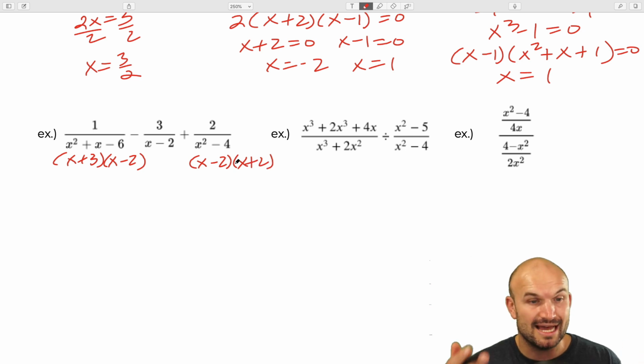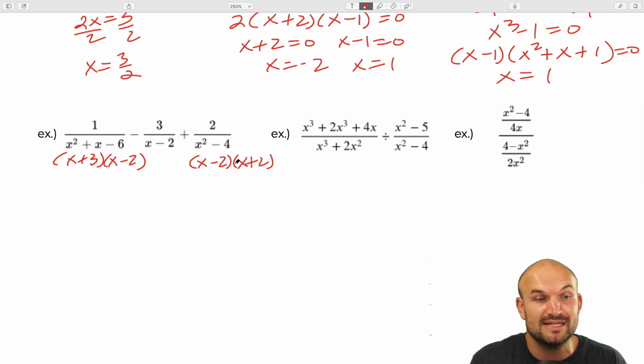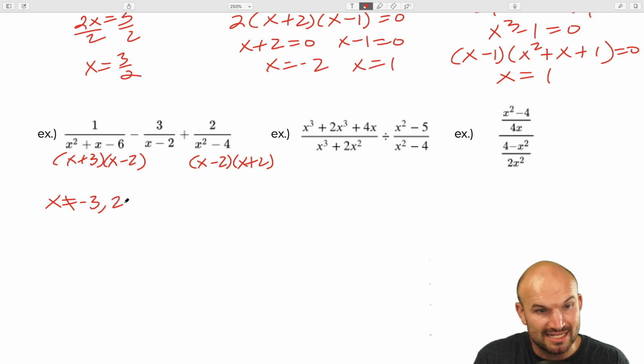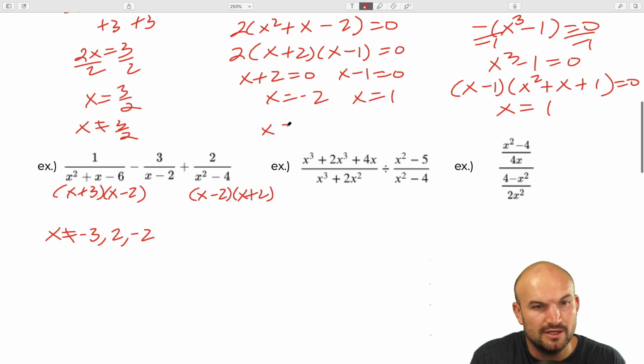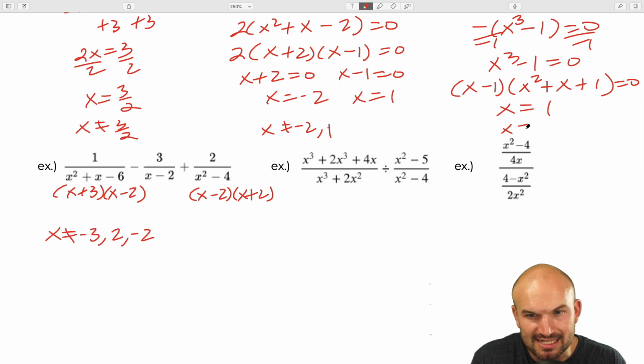Again, when you're dealing with multiple denominators, whatever makes the denominator equal to 0 is going to be excluded. So the values that would be excluded, a lot of times we write x cannot equal negative 3, positive 2, and negative 2, right? So that's what I'll go back up to here. X cannot equal 3/2. X cannot equal negative 2 and positive 1. So whatever the simplified version is, x cannot equal 1.